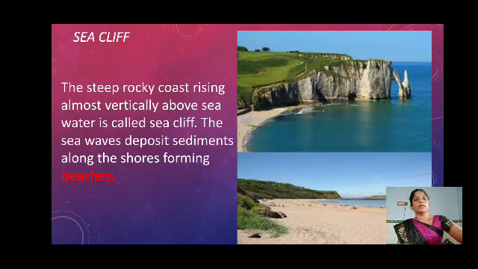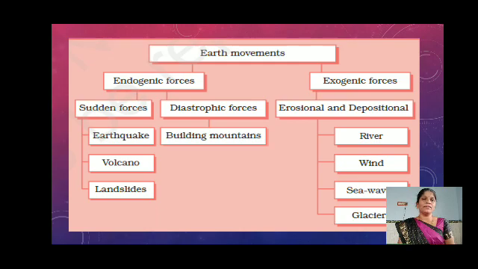Okay children, now earth movements. Earth movements are divided into endogenic forces and exogenic forces. Because of these two forces, a lot of changes happen on the surface of the earth. Endogenic forces are sudden forces, also called diastrophic forces. These sudden forces cause earthquakes, volcanoes, landslides and mountain building. Earthquakes, volcanoes and landslides we know.